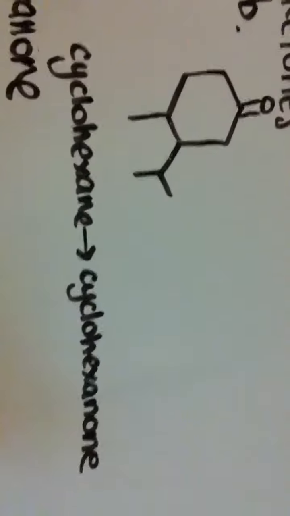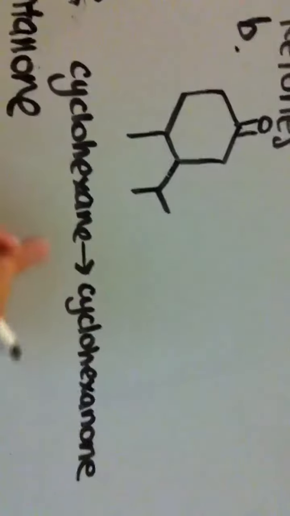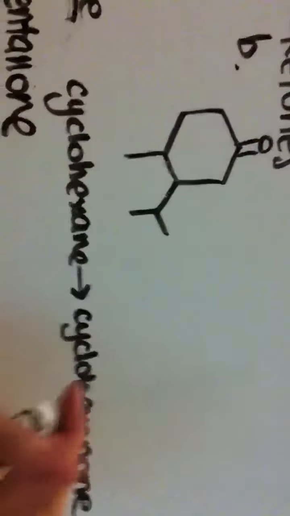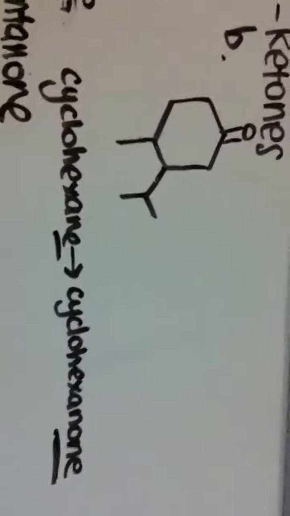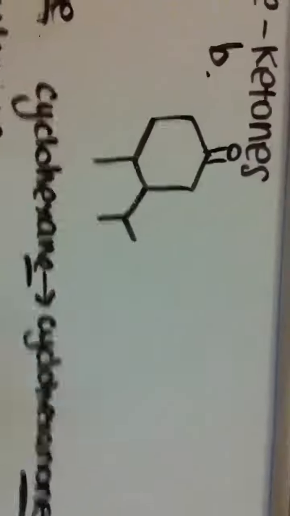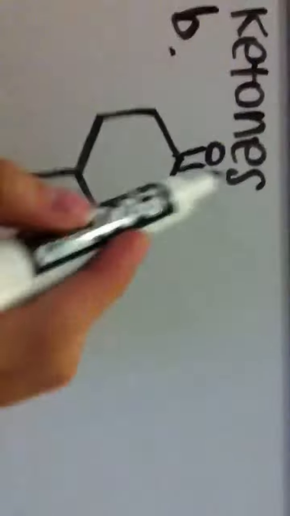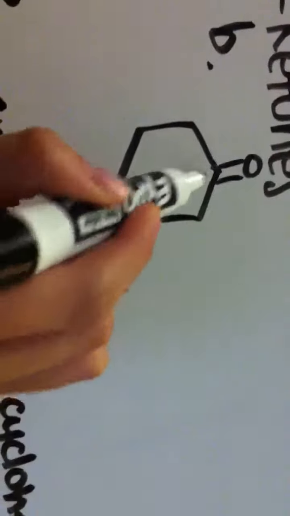So when you have a ring, what you do is first you name the ring. So we have a cyclohexane, obviously. Cyclohexane becomes cyclohexanone. Same thing, E becomes O-N-E. If you had cyclobutane, cyclobutanone. So same rule as for a chain. Now you name and number the substituents. For rings, in a ring, you're always going to put the carbonyl group at carbon number 1.